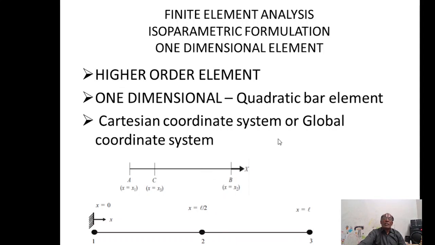Again, this is a Cartesian coordinate system or global coordinate system. It has x-axis values varying from minus infinity to plus infinity. That's why we call this a Cartesian or global coordinate system. Now look at the diagram. At node 1, nodal displacement u1; node 2, nodal displacement u3; node 3, nodal displacement u2. The length of the element is L. At x equal to 0, nodal displacement u1; at x equal to L by 2, nodal displacement u3; at x equal to L, nodal displacement u2.